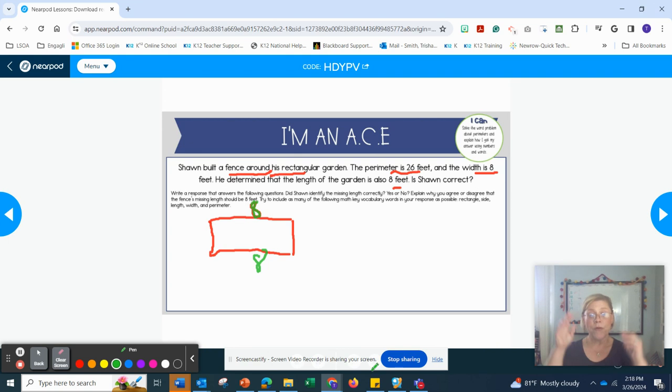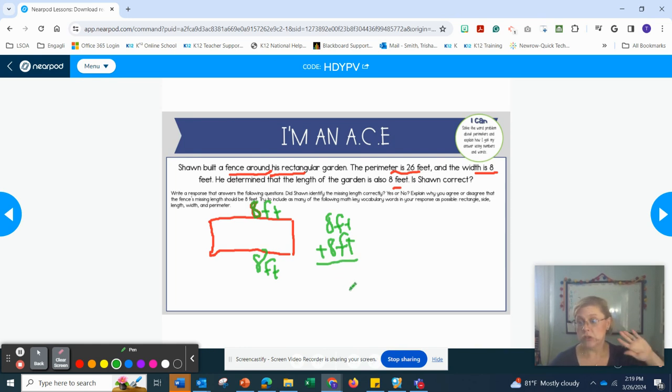Since I do know the width for both sides, I'm going to go ahead and add those up. So 8 feet, and since we know we're measuring in feet, I'm going to put those right there. 8 feet plus 8 feet. I'm going to add those up. 8 plus 8 equals, yes, 16 feet.